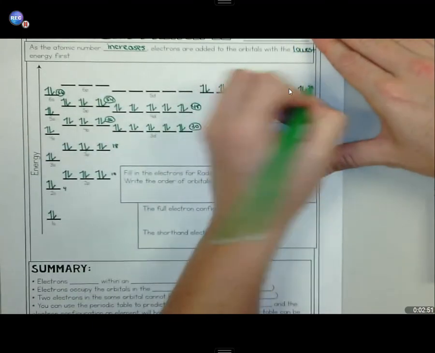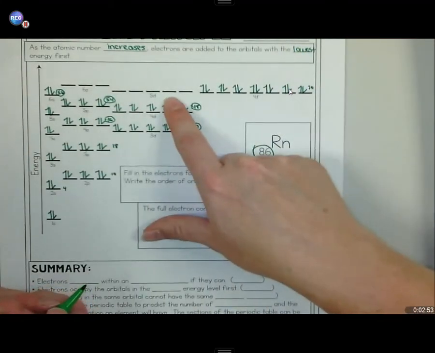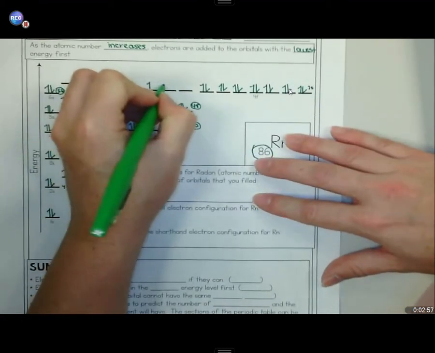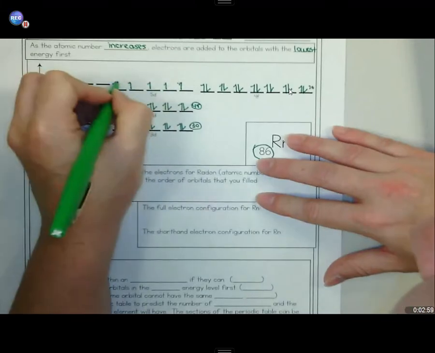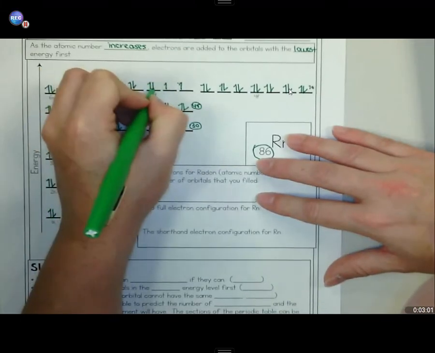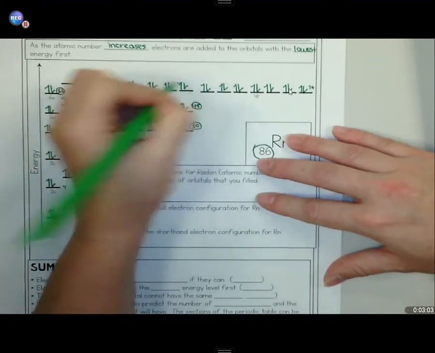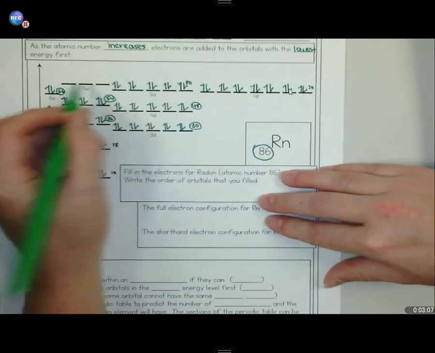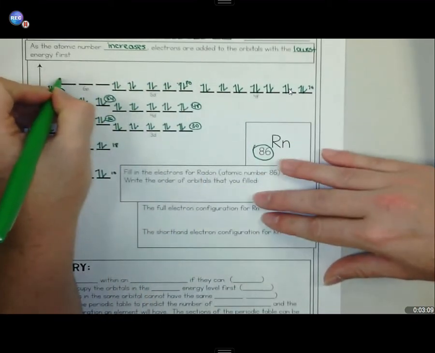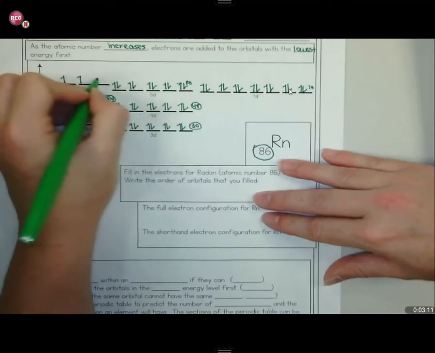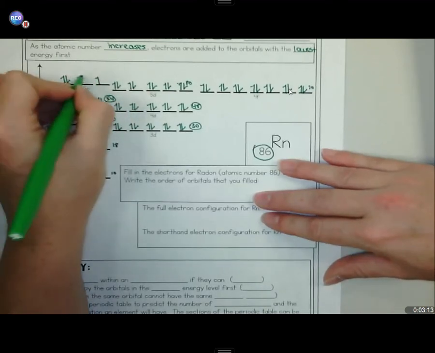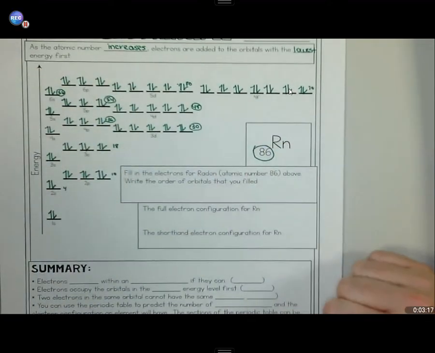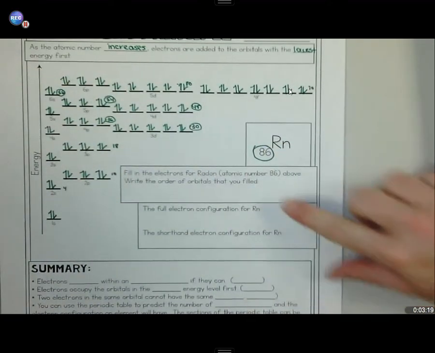So this is 70. Now we do 5d. 71, 72, 73, 74, 75, 76, 77, 78, 79, 80. So this is 80. And then we fill 6p. 81, 82, 83, 84, 85, 86. So we just completed them in order. So now we have to list them.